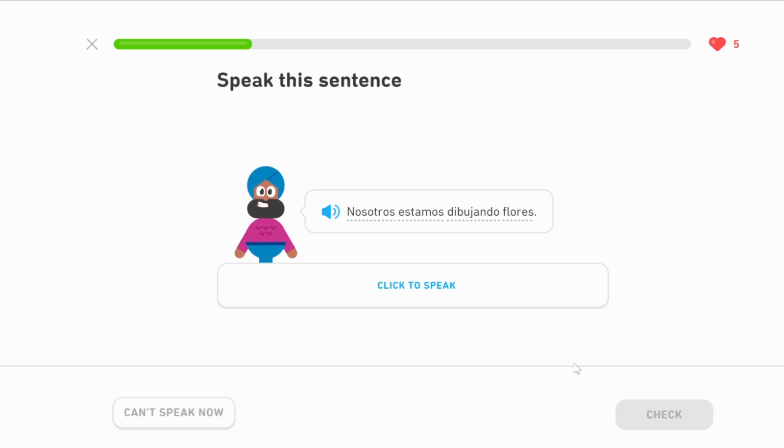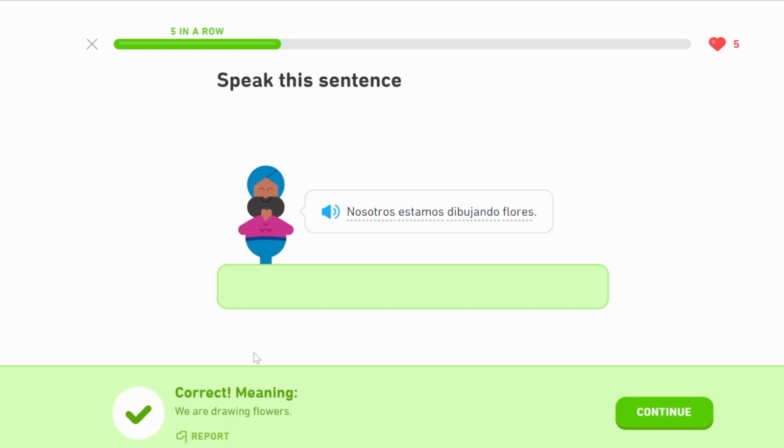Nosotros estamos dibujando flores. So this one's interesting. This time we've got nosotros, which is we. Estamos as well is from estar, but it's conjugated to the we version. So we are doing something that's kind of a temporary thing. We are something flores. So we know that dibujando is drawing. We are drawing. Flores is flowers. So let's see if we can say this. Nosotros estamos dibujando flores. Okay, there we go. It didn't pick up my voice very well, but we finally got there.